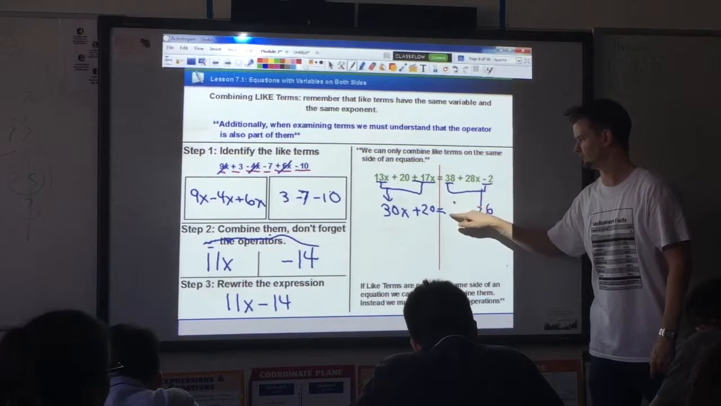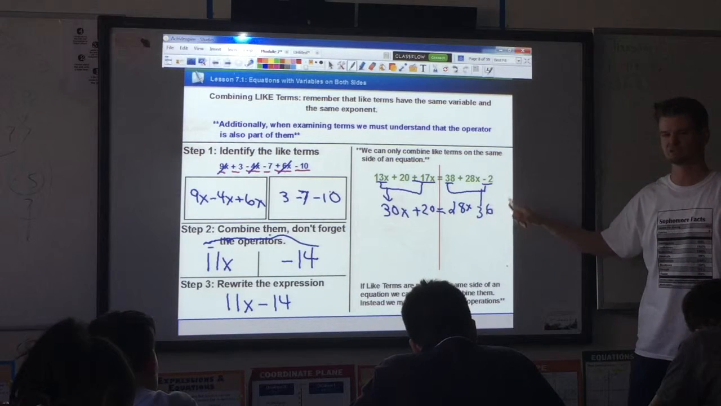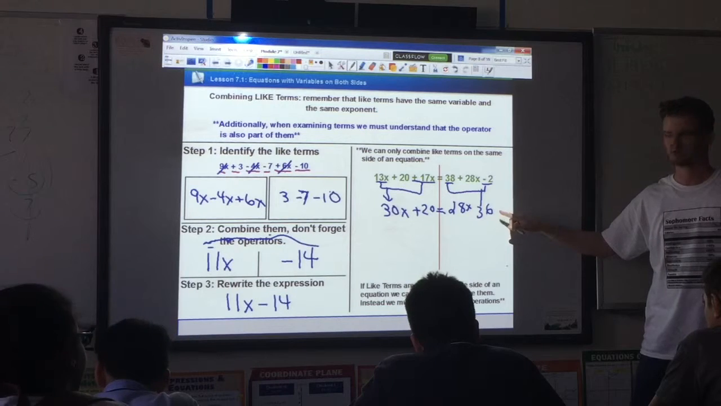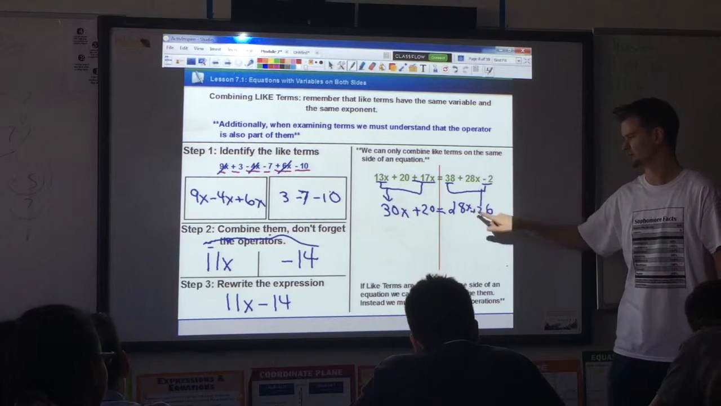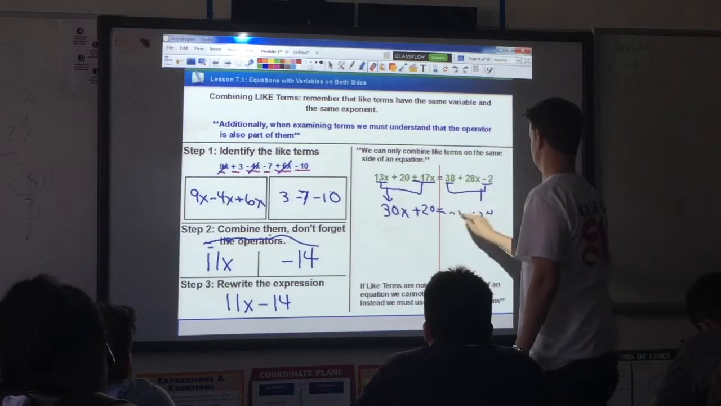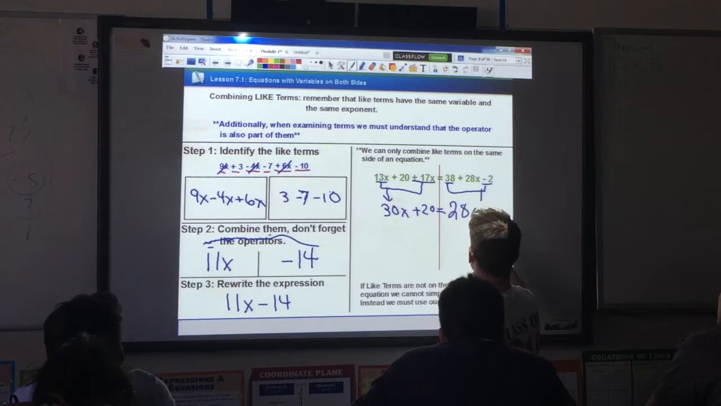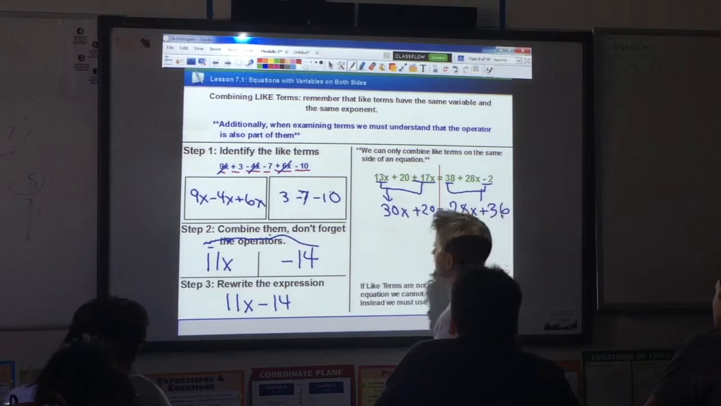I bring down my 28x. And then I need a symbol here. I need an operator. So this is positive 36. So what symbol do we use? A plus sign. Don't forget that plus sign. You can't just write 28x into 36. Let me clean this up because it's gotten a little messy here now. That's going to be 28x plus 36. I'm not going to solve this yet.